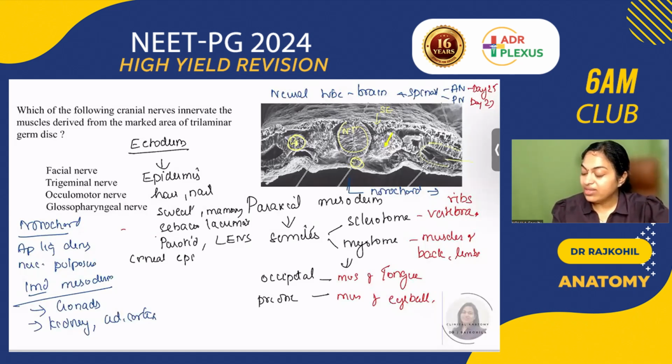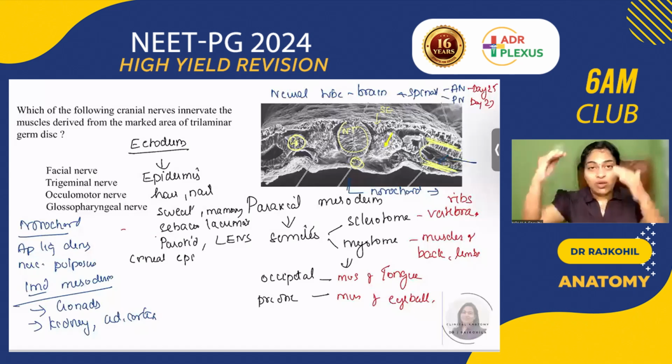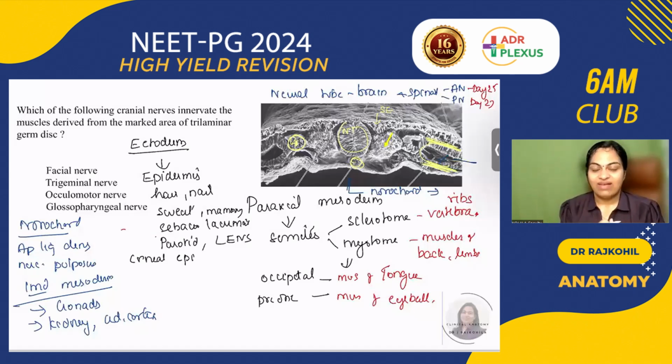The cavity that you see here is going to give rise to the pleural cavity, peritoneal cavity, and the pericardial cavity. This is the somatopleuric mesoderm, which lies close to the ectoderm, giving rise to the parietal layers. And this splanchnopleuric mesoderm, lying close to the endoderm, gives rise to the visceral layers of these cavities.